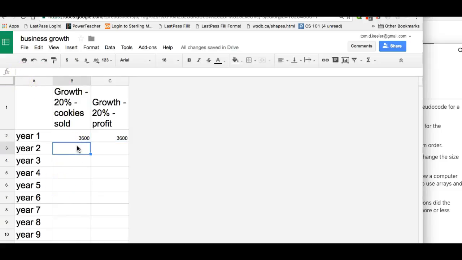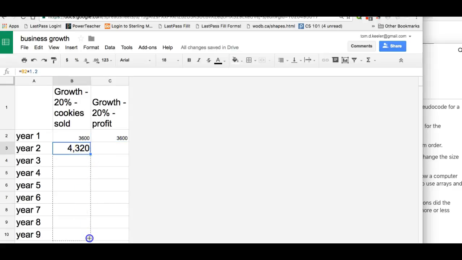However, in year 2, we're going to do something different. So now we're going to say that in year 2, it's going to equal what's in year 1, B2 times 1.20. So this is a 20% growth rate. So we'll put in the equal sign to get the spreadsheet to do the calculation. And you can see that we get this nice growth. Okay. And now let's pull that formula down.